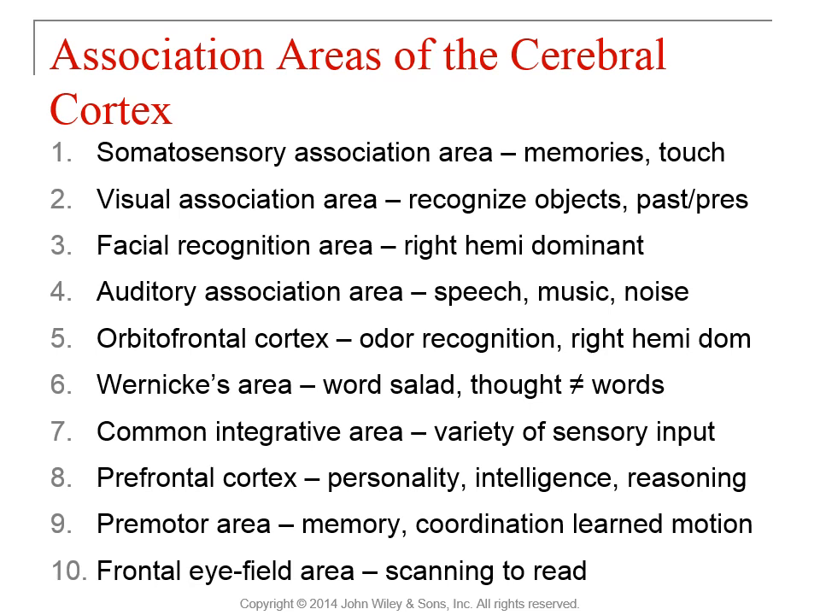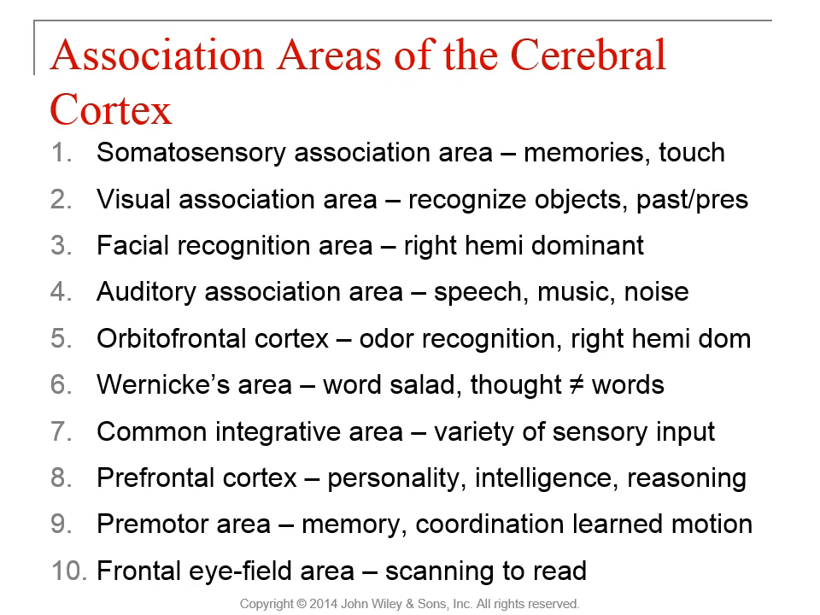You have the auditory association area for speech, music, and noise. The orbital frontal cortex is for odor recognition, and mostly is going to be right hemisphere dominant. Wernicke's area, basically, if there's damage here, is different from Broca's area, where someone can think clearly but a lot of times the words may not be articulated completely. Whereas with Wernicke's area, if there's damage here, you have what's called word salad. So very simply, if someone wanted to say, put the burgers on the grill, they would instead say complete nonsense. They would say something like, put the horse in the car.